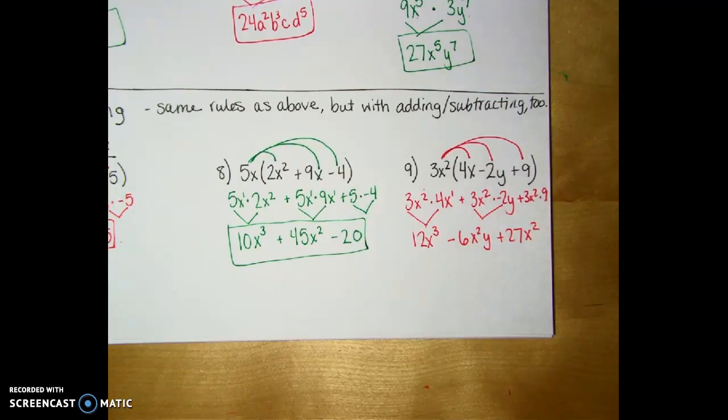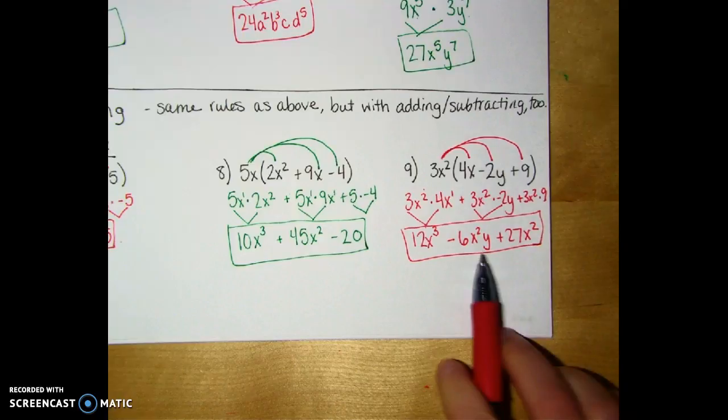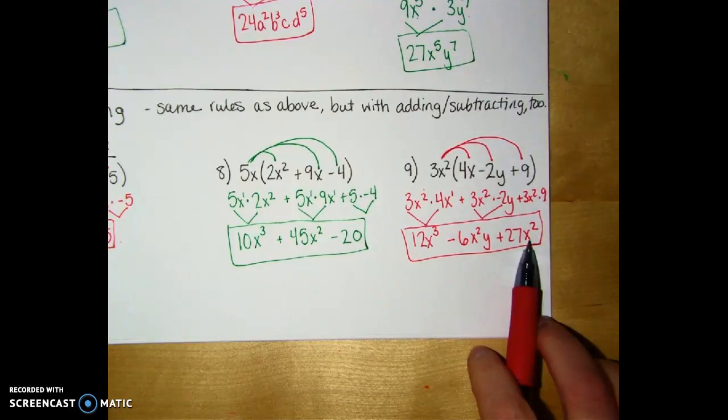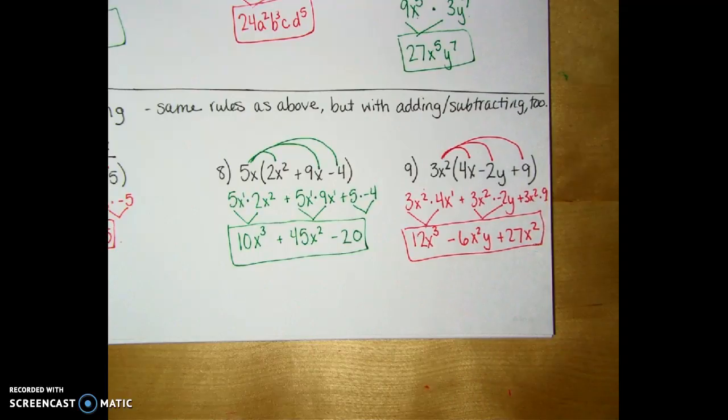The 9 doesn't have an x or anything like that, so I don't need to bring it down. I am done. No like terms to combine. Even though there is an x squared here and an x squared here, I cannot combine them because this one has a y attached to it and this one does not.